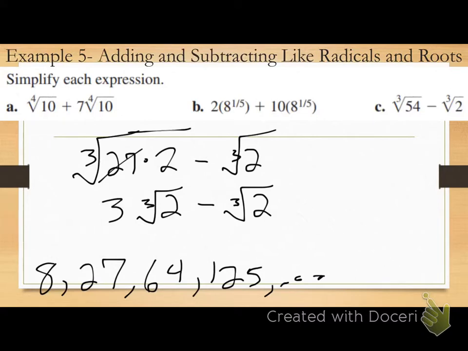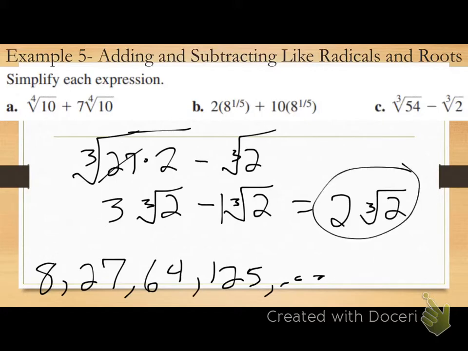Because now I have what? Perfect. The radicands and the index are the same. Very good. They have the same index. They have the same radicand. So this is what we call like radicals. So what's understood to be in front of this second radical? A minus 1. So what's 3 minus 1? 2. So my answer is 2 cube root of 2. Any questions on C? Not too bad?